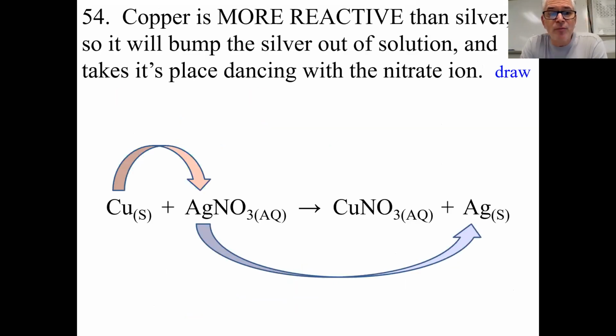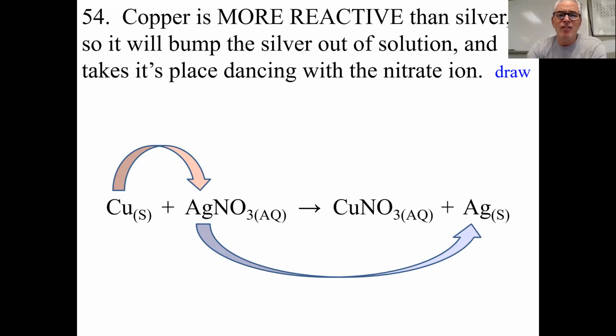Now, look at these arrows. The copper is going to jump into solution, and instead of being silver nitrate, it's going to form copper nitrate, and the silver is going to get bumped out of solution, and the copper has replaced the silver. The copper gets to dance with the nitrate, not the silver. Silver starts dancing, but the copper comes along being more reactive.